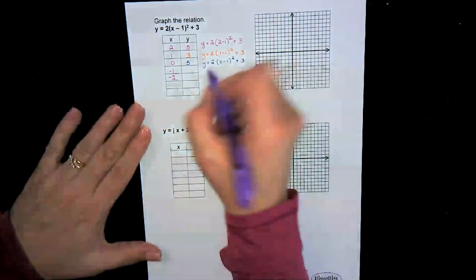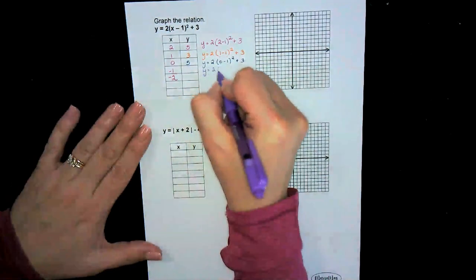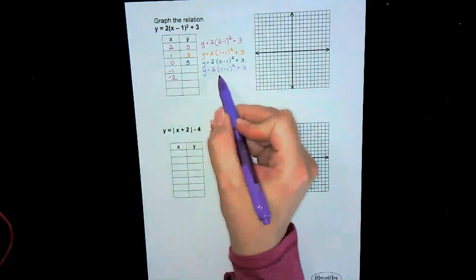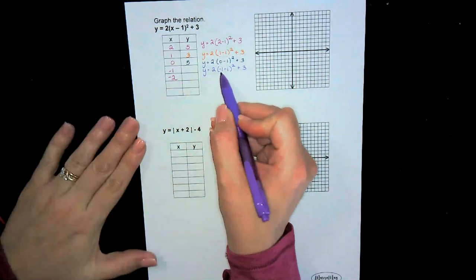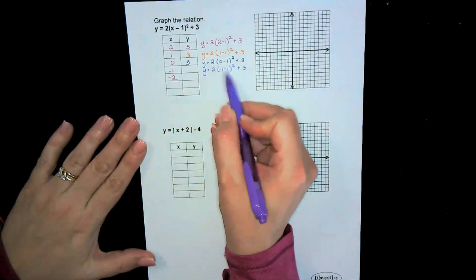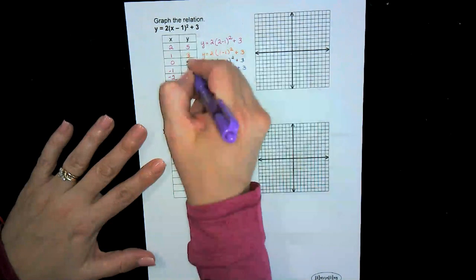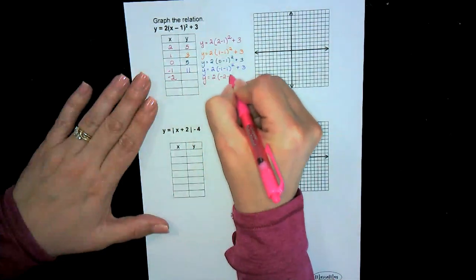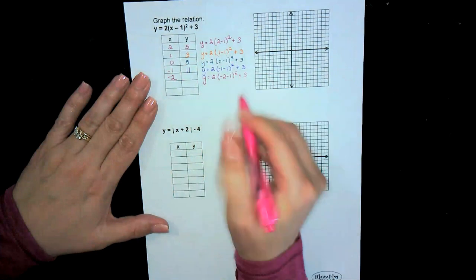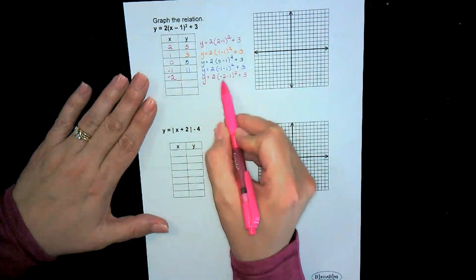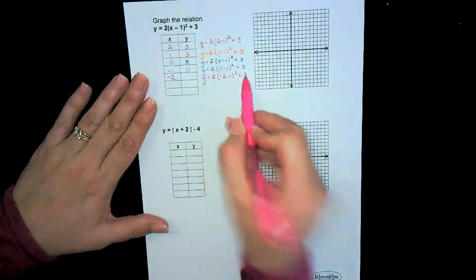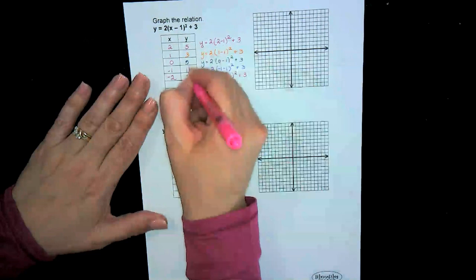Okay. Now let's do negative 1. So we got negative 1 minus 1 inside the parentheses. Be real careful. That's negative 2. Negative 2 to the second is 4. 2 times 4 is 8. 8 plus 3 is 11. All right. And one more here. Put in negative 2. So negative 2 minus 1 is negative 3. To the second is 9. 2 times 9 is 18. 18 plus 3 is 21.